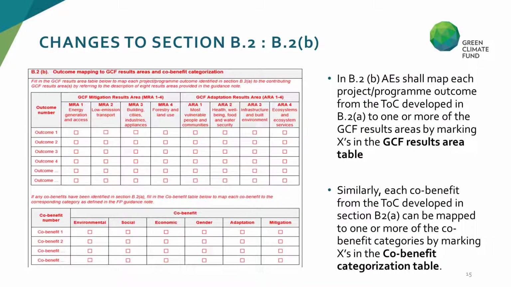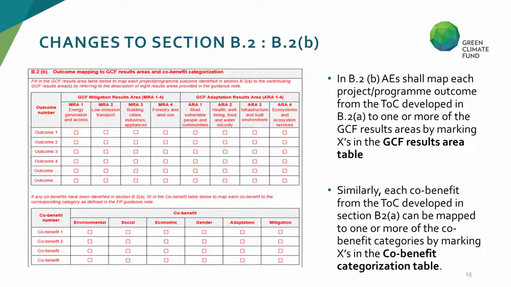This slide takes a closer look at section B2B. When completing the table, AEs should consider which GCF result areas each project outcome is contributing towards. While it is recommended that each project program outcome corresponds to one result area, it is possible that an outcome can contribute to more than one result area.